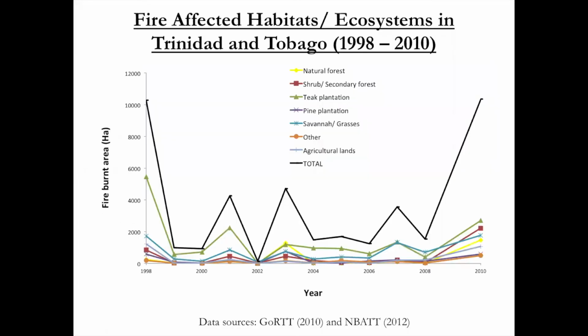This chart here shows you the way that fire is affecting some of our ecosystems. And these data are far more important than simply having a log of the number and sizes of fires that are occurring nationally. This tells us about the direct impact of a human-induced activity on different types of ecosystems, especially ones like our natural forests.